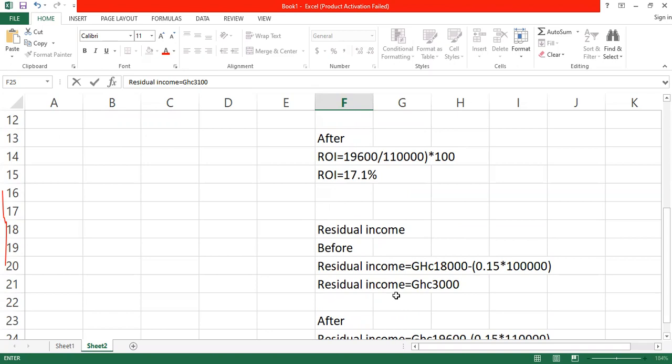Okay, that is all. If the company is going to use return on investment for appraising the division, then they should not carry out the investment. But if they are going to use residual income, then they can go ahead and carry out the investments. All right.